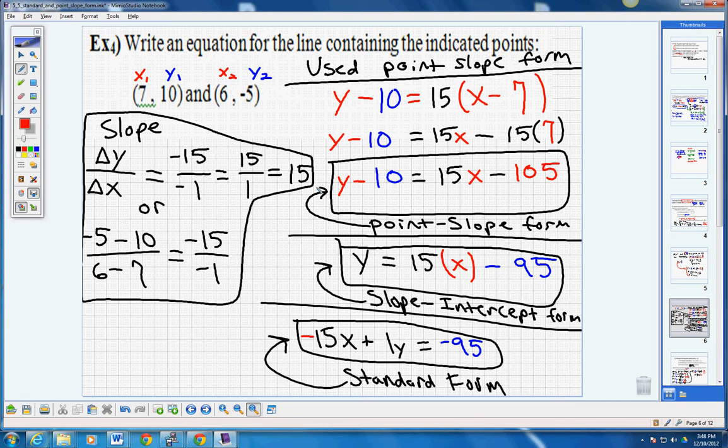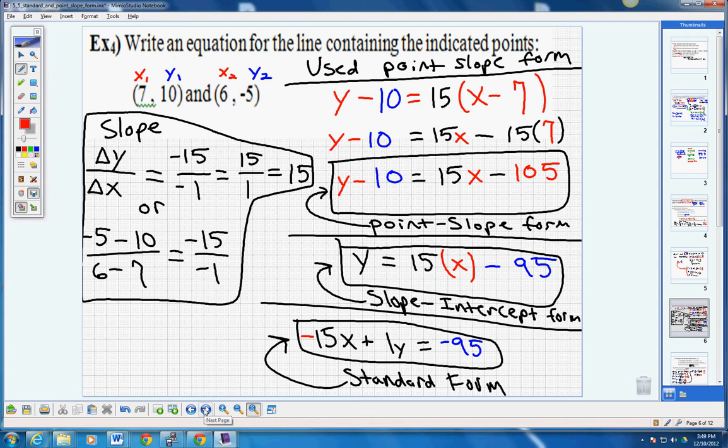Taking a look at another example here, we're using point-slope form. When we use point-slope form, we want to write an equation and understand that point-slope form is a form for a linear equation. I also convert that into slope-intercept form and then standard form for those who want to see it, because I really don't specify. I just say write an equation. An equation could be point-slope form, slope-intercept form, or standard form.